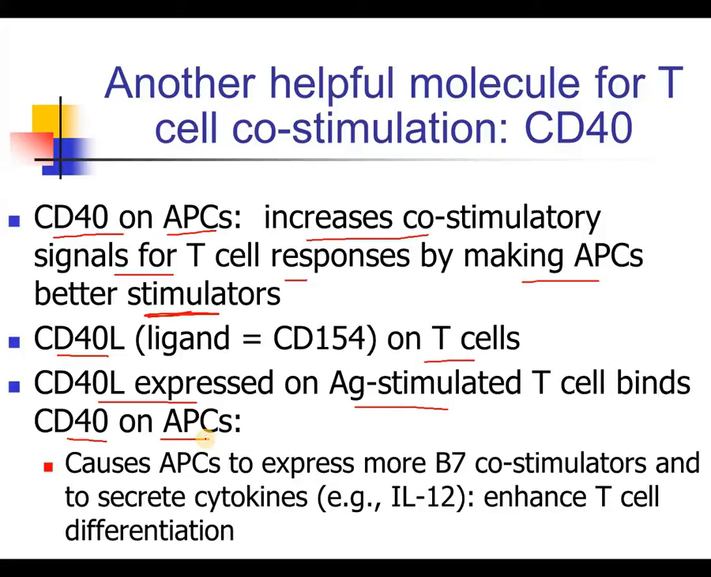I say it's an indirect method of co-stimulation because this is going to cause the antigen-presenting cell to produce and express more B7 co-stimulator, which you just heard about. In addition, the antigen-presenting cell will secrete cytokines like IL-12, and this is going to enhance the T cell differentiation into fully activated T cells. So it's an indirect method of getting more B7.